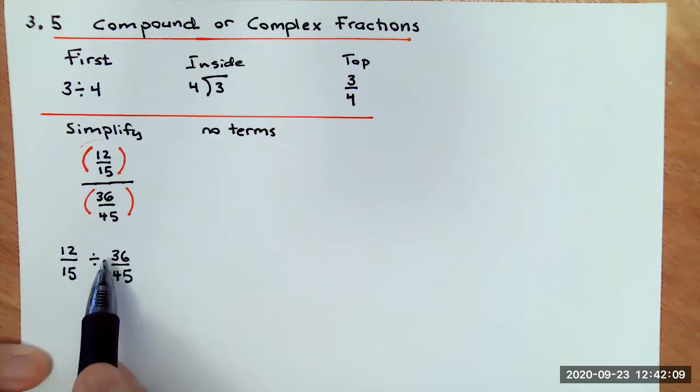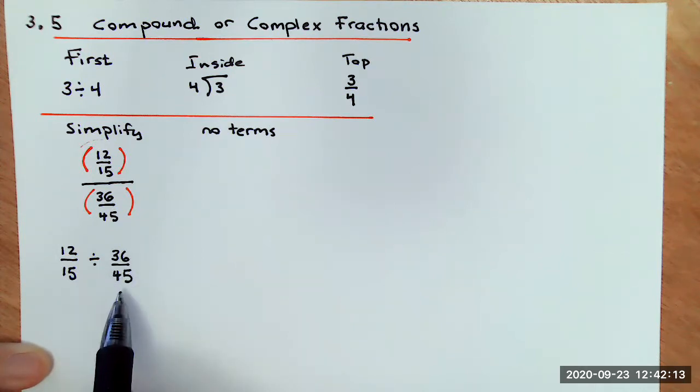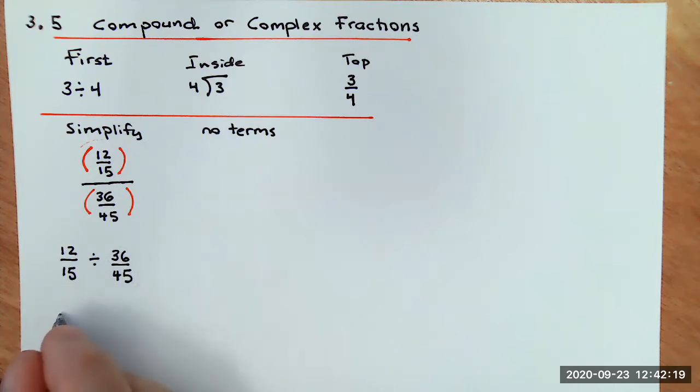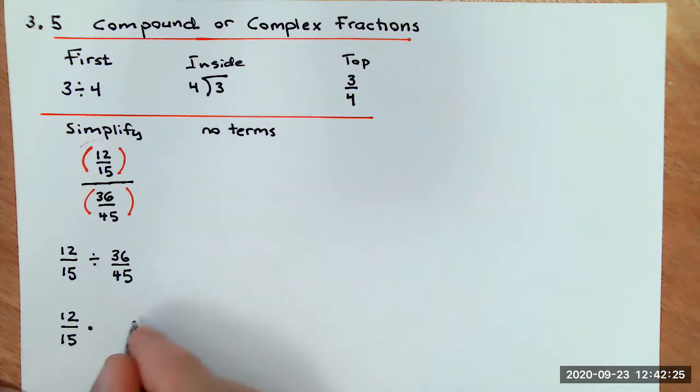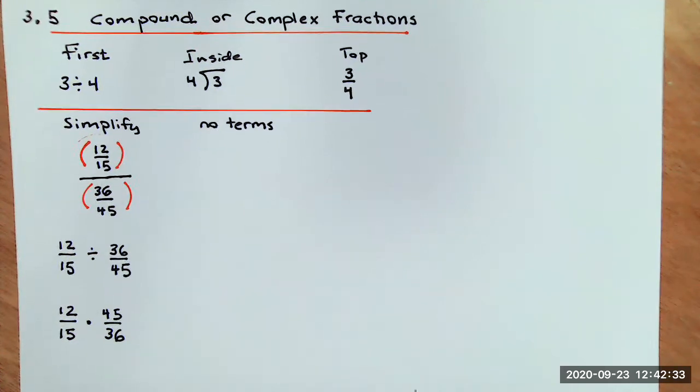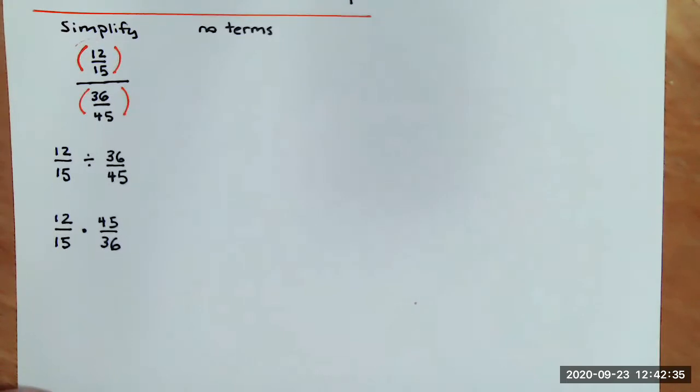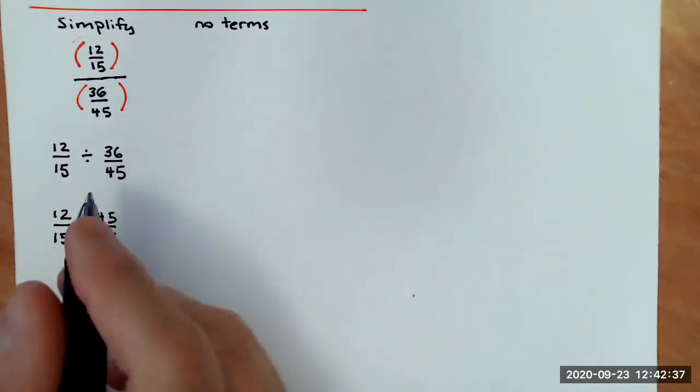And because this is a simple fraction, we can just rewrite this division as a multiplication by taking the reciprocal of the divisor. So when we take the reciprocal, that changes to a multiplication. And then remember that you want to reduce before you multiply.